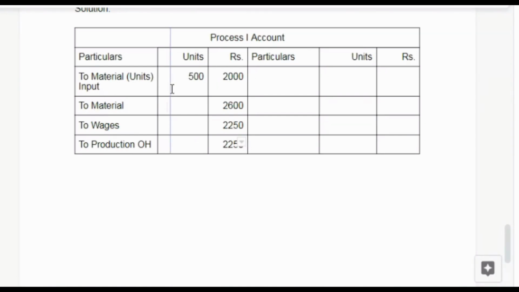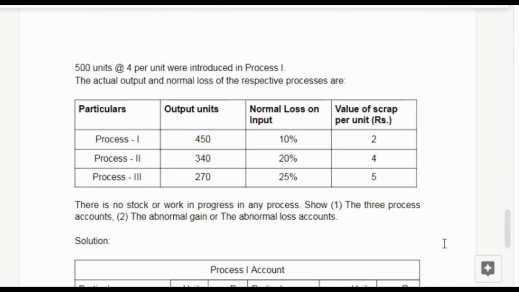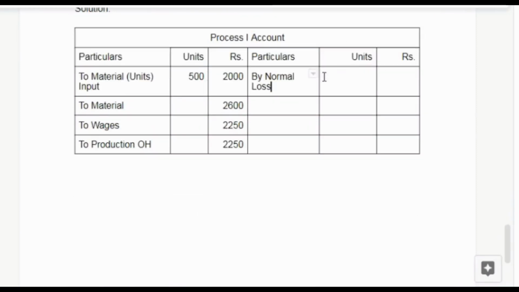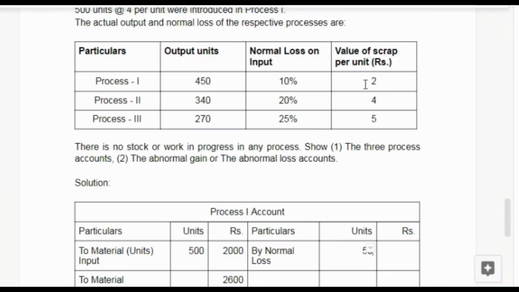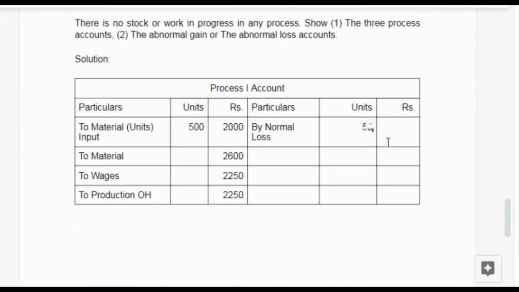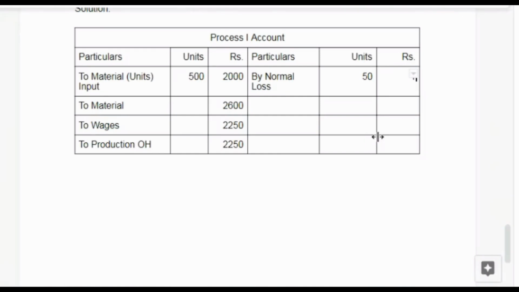And then after, on the credit side, what have you shown? On the credit side, first of all, is shown the normal loss. And what is the percentage of normal loss given to you? So normal loss in the first process is 10% of input. So 10% of 500. So what is the amount? 10% of 500 is 50. And scrap value is given 2 rupees per unit. So 50 into 2, the amount is 100. Okay.